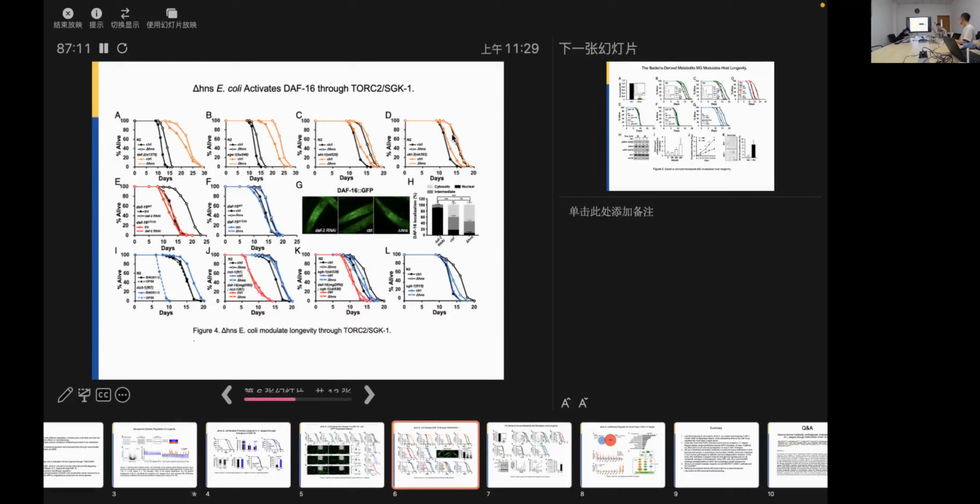RICT-1, right? Yes. It's a component of the TOR complex. Is it an inhibitor of TOR complex 2? You mean RICT-1? Yes. No, it's not. So they used the RICT-1 mutant, which has a shorter lifespan compared to the wild type on the E. coli OP50 strain.